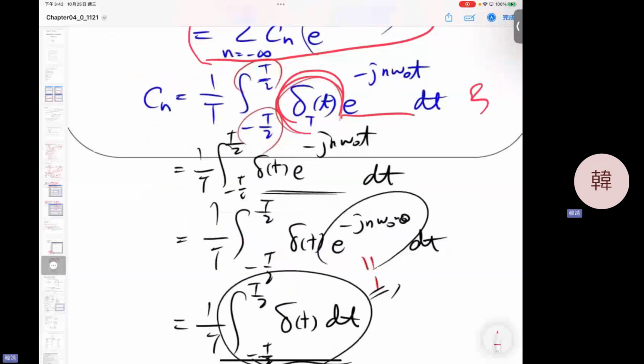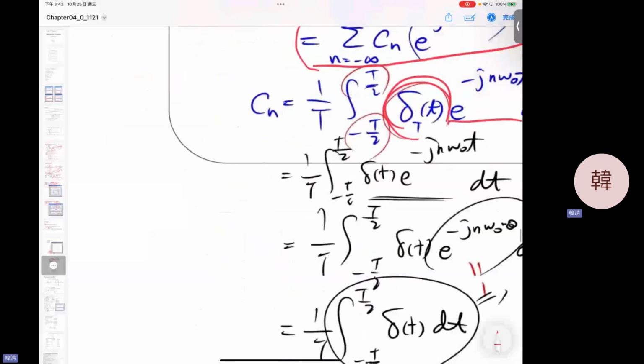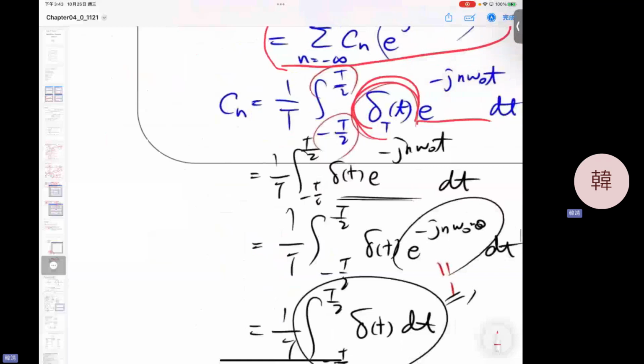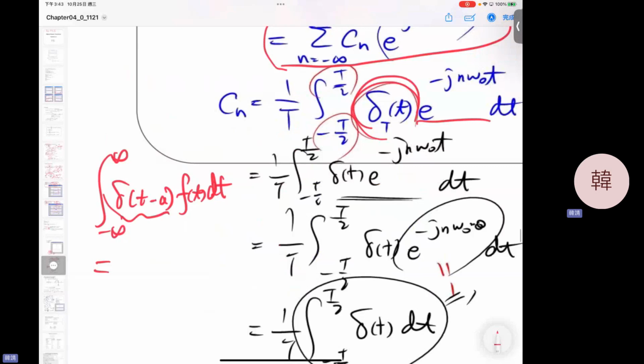And there's the mathematics: the integral of delta of t minus a, times f of t, dt. What's the result? The delta may occur in different locations. If this function is multiplied by some function, the result will be that function, with t replaced by the location of the delta, because the area is 1.